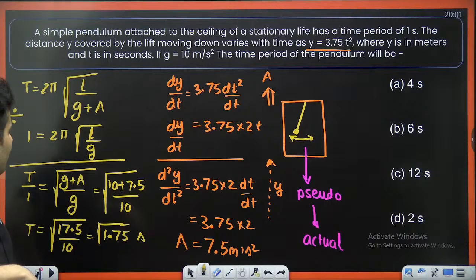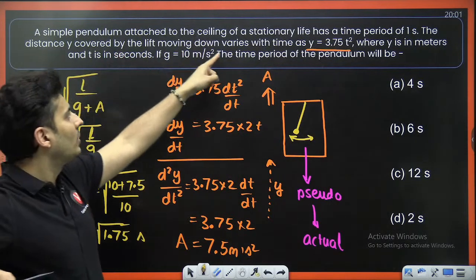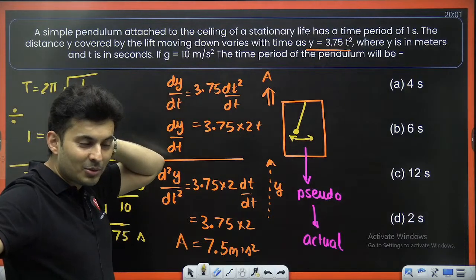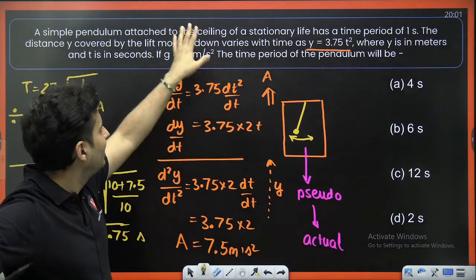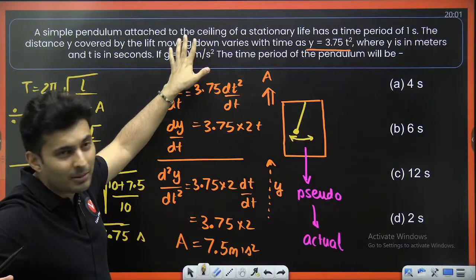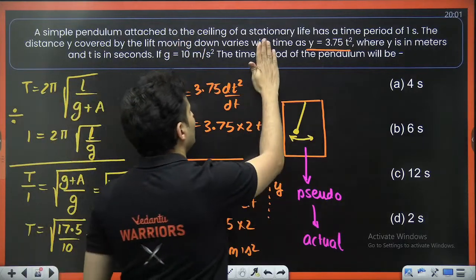3.75 into 2, 7.5. Oh, my bad, guys. It was moving down. It was not moving up. I'm so sorry. The whole problem, whatever I solved, I didn't look at it. I thought it was moving up. So it was supposed to move down.